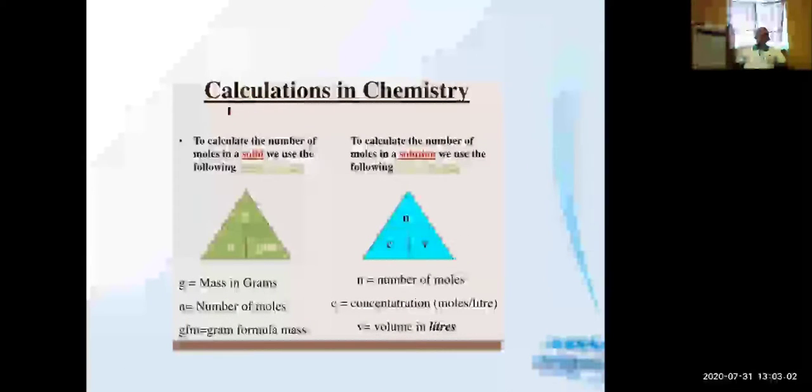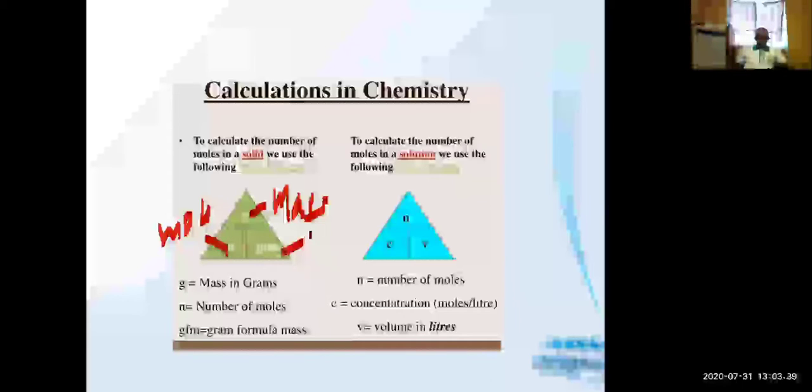Now we are coming to calculations in chemistry, calculations involving moles. To calculate the number of moles in a solid, we use the following molecular triangle, where this one is mass. This is now molar mass. This is moles.